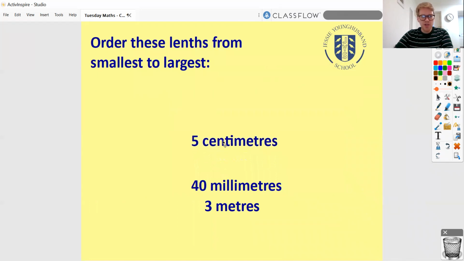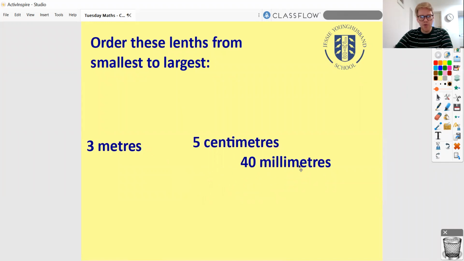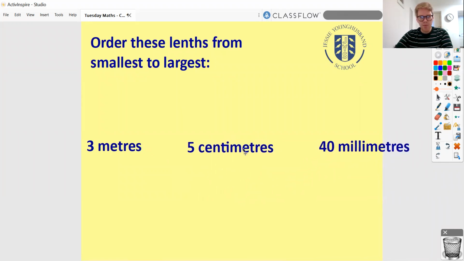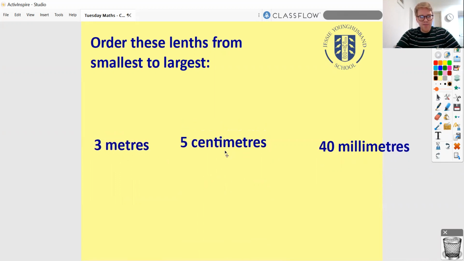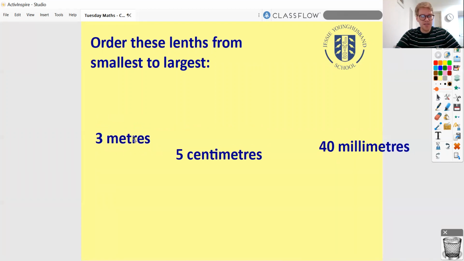Now this was an interesting one, wasn't it? Order these lengths from smallest to largest. I wonder how many of you did that and went, well, it's 3 and then 5 and then 40. It wouldn't have been a silly thing to do at all, because obviously you've ordered those numbers correctly. But we're not comparing like for like here, because even though 5 is bigger than 3, meters are much bigger than centimeters. So it wasn't actually the case that 5 centimeters is bigger than 3 meters.